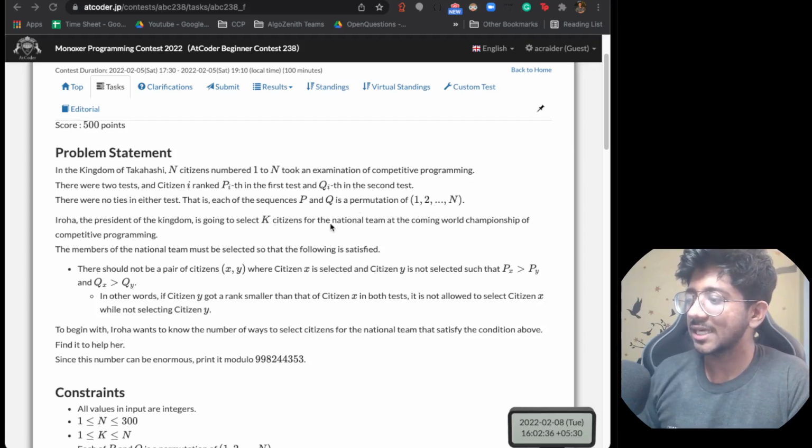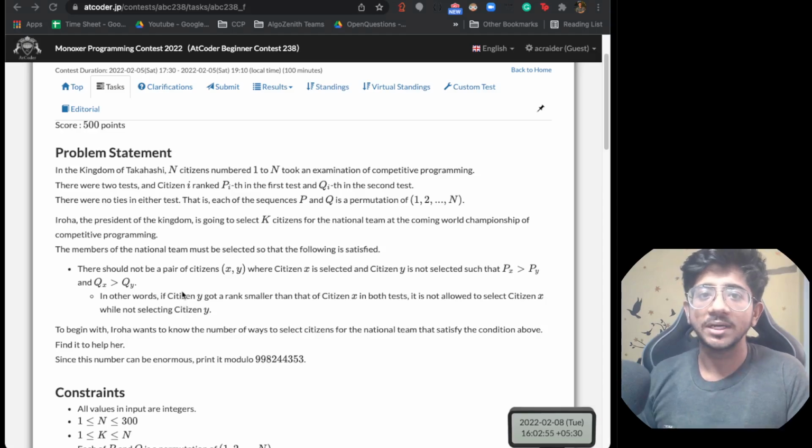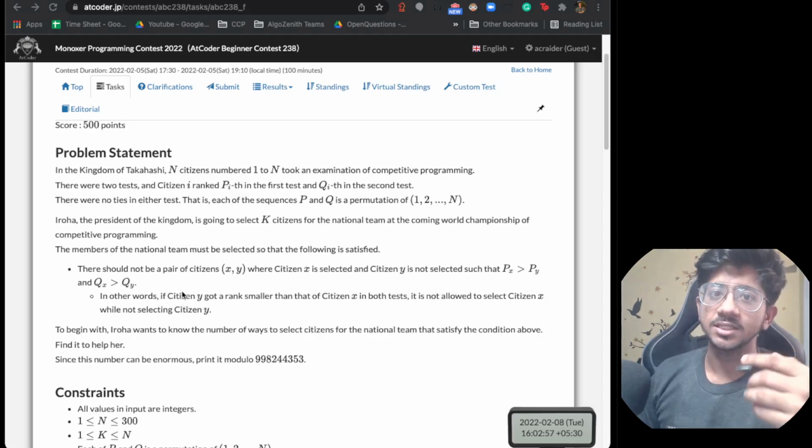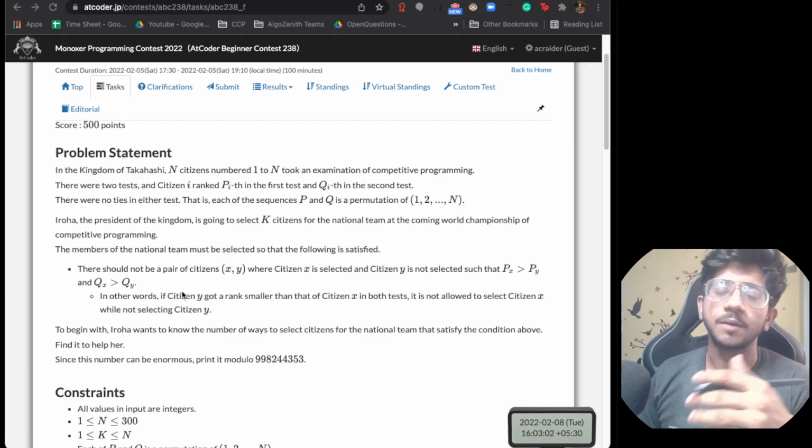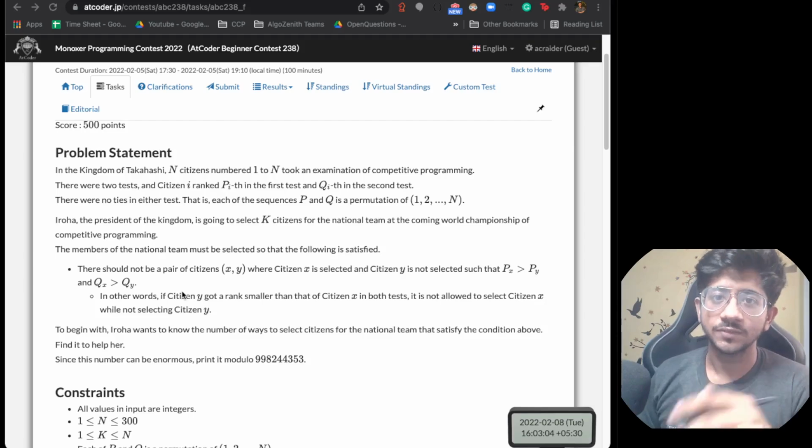Now you have to select k citizens for the national team. So we have to choose k items out of these n people, and what we need to ensure is that there should be no pair x, y such that citizen x is selected, y is not selected, and P_x is bigger than P_y and Q_x is also bigger than Q_y. Which means both the ranks for the person selected are worse than a person not selected. I mean, it's saying that x was selected and y was not selected, and x performed worse in both the tests. So that makes sense, right?